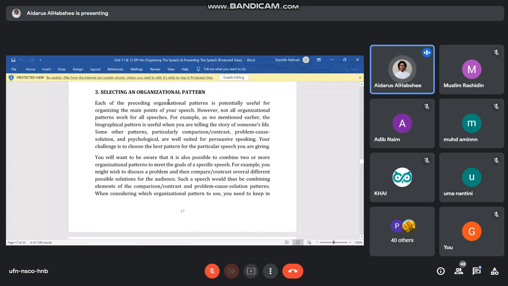So now we will move on to how you select the correct one. Not all patterns will work for all speeches. It means that you cannot just use any pattern for any speech. Each one is created for a certain type of speech that you want to use.